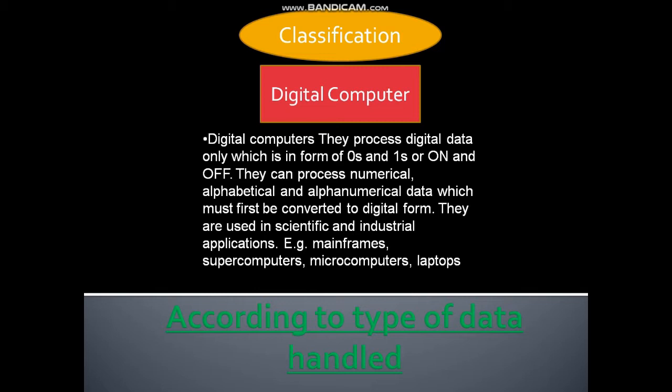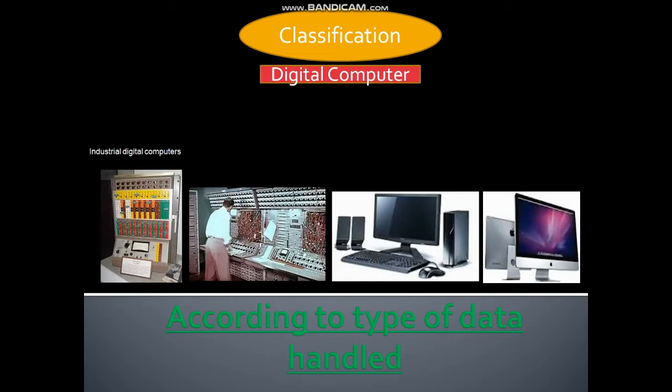Zeros and ones mean the machine language. They can process numerical, alphabetical, and alphanumerical data which must first be converted to digital form. They are used in scientific and industrial applications. For example, mainframe computer, mini computer, supercomputer, microprocessor, and laptops. These are the digital computers pictures.